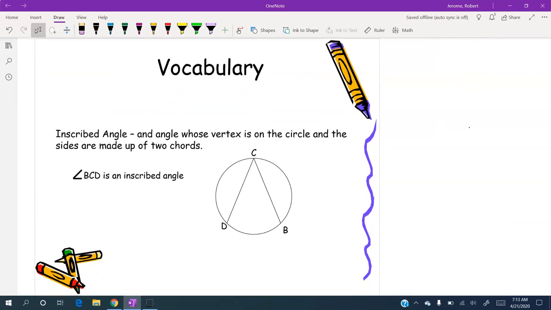So an inscribed angle simply has its vertex on the circle. Technically, an inscribed angle is an angle whose vertex is on the circle and whose sides are made up of chords. So here we have an angle BCD, which is an inscribed angle. Its intercepted arc is arc DB. What I want you to focus on is always know where the vertex of the angle is. Inscribed angle, it is on the circle. That's really important.